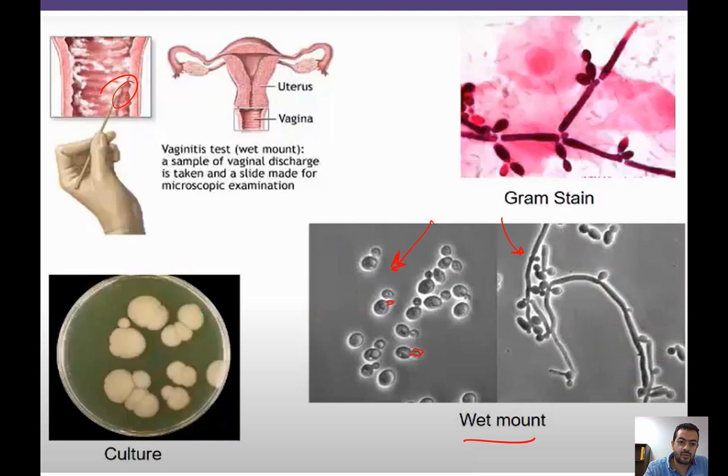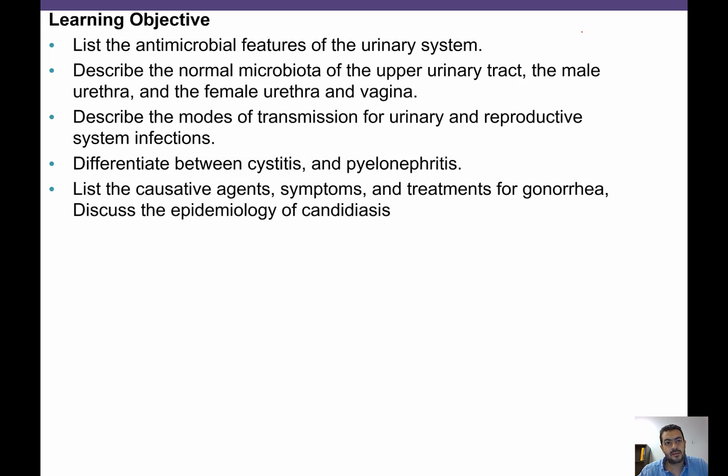So you can also grow it in certain media and see the characteristic type of growth of the yeast, or do a gram stain and see the yeast, again the same appearance, so oval cells that are gram positive. So all of these are confirmatory tests for the presence of Candidiasis. So here is a summary of the learning objectives of this lecture. Hopefully it was helpful, and wishing you all the best. Thank you so much.